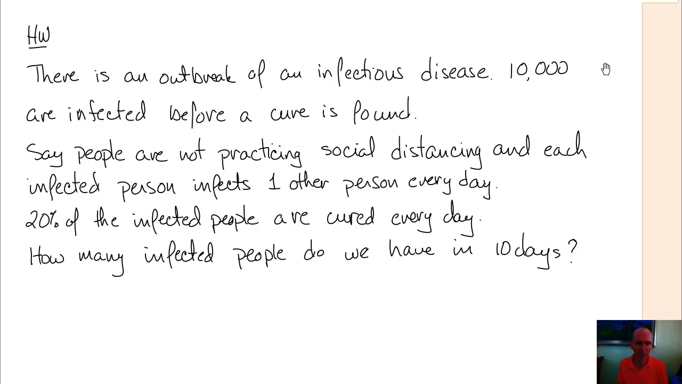Let's say some people are not practicing social distancing, and each person that's infected infects one other person per day. This is not a great amount, but let's say if you're sick, you're going to infect one other person per day until you're cured. And let's say that 20% of the people are cured every day. And we want to know how many infected people do we have in 10 days. This is a relatively simple model, but as you can imagine, there are people who are writing complicated models of what's going on with COVID-19. This would be a simple example of that. So how many infected people do we have in 10 days?